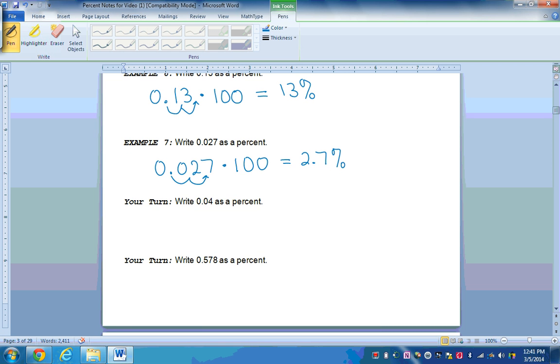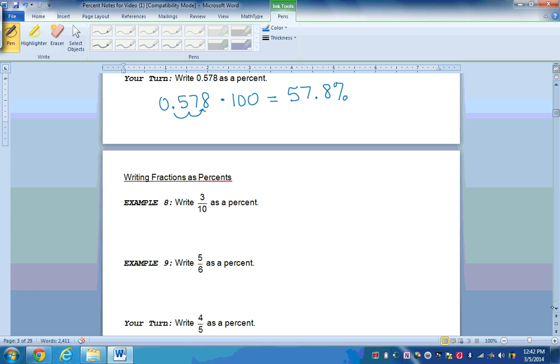All right, let's check and see how you did. 4 hundredths is 0.04. We're going to multiply it by 100 over 2 spots, and we end up with 4%. 578 thousandths. Multiply it by 100. That means move it over 2 spots. It ends up being 57.8%. Good job.